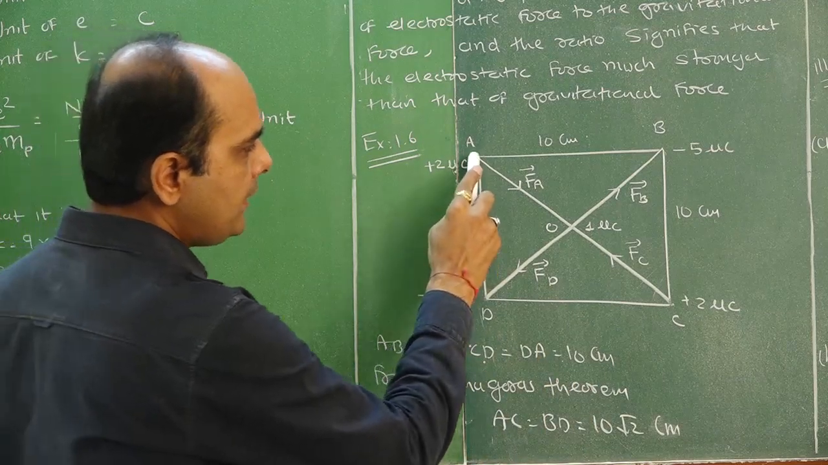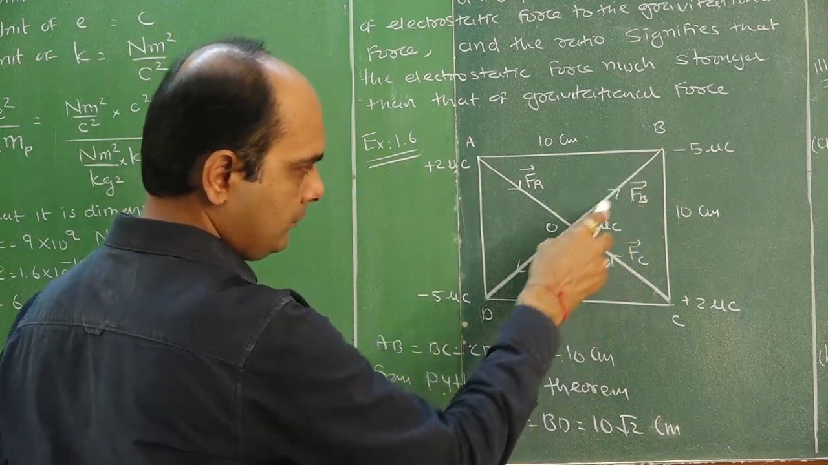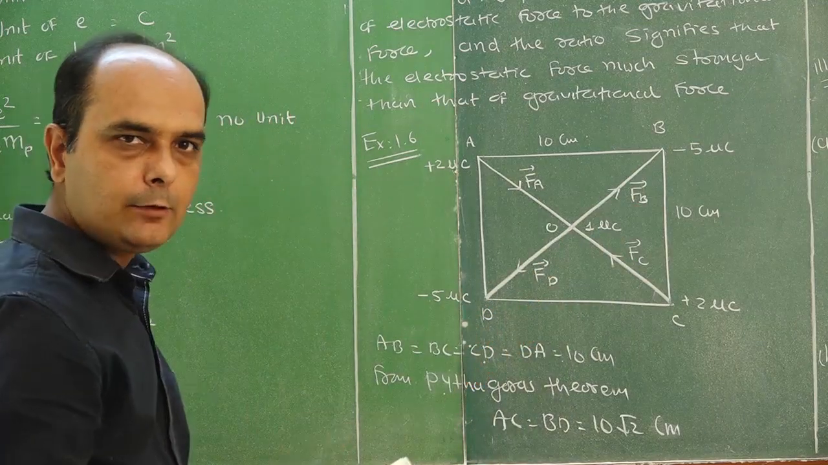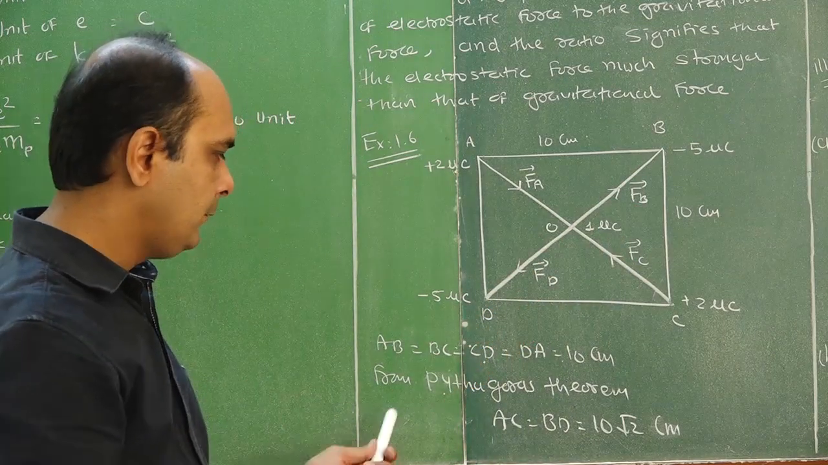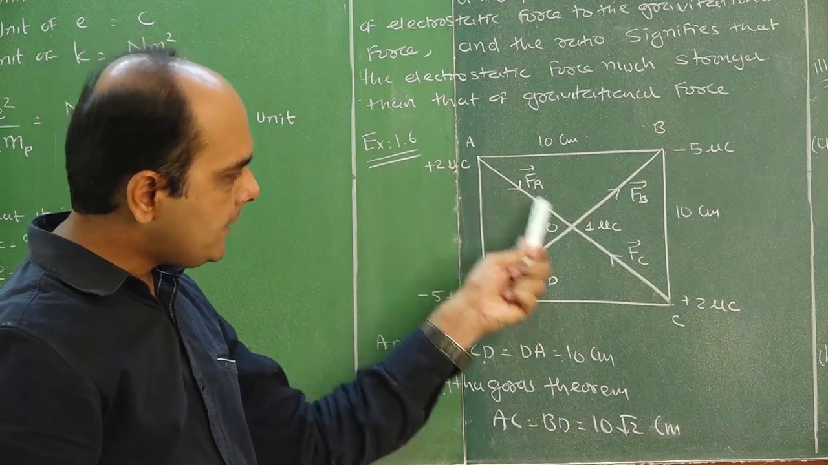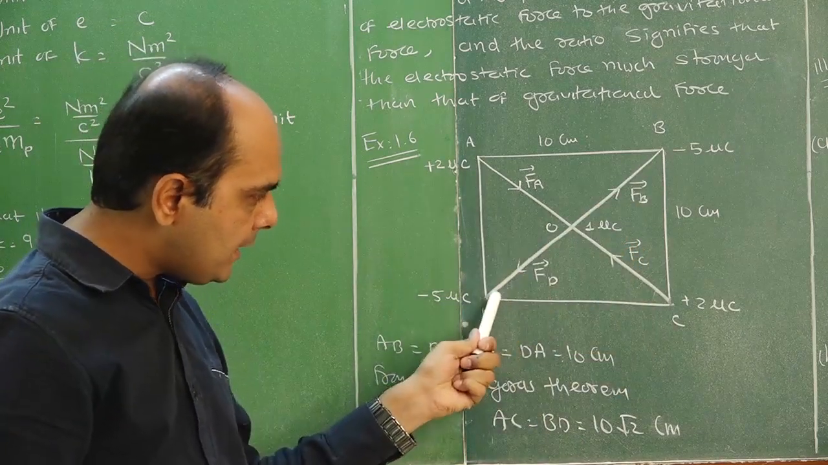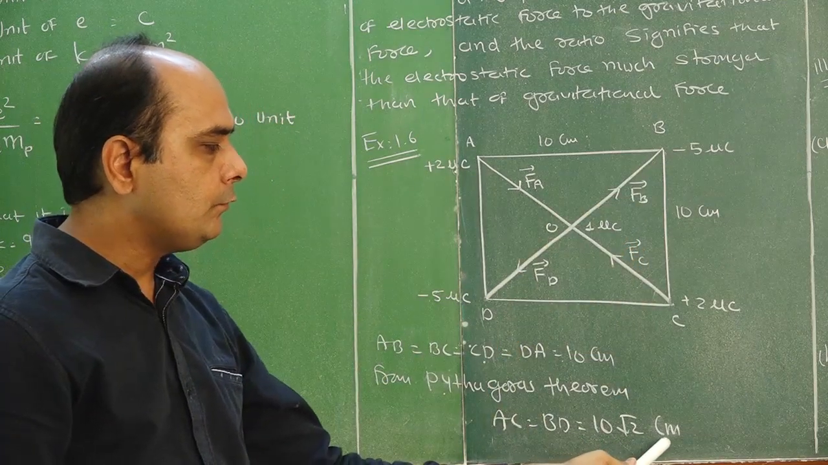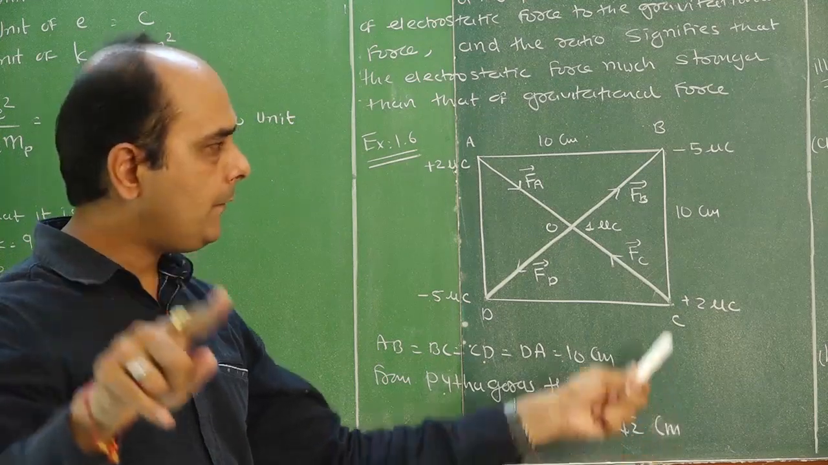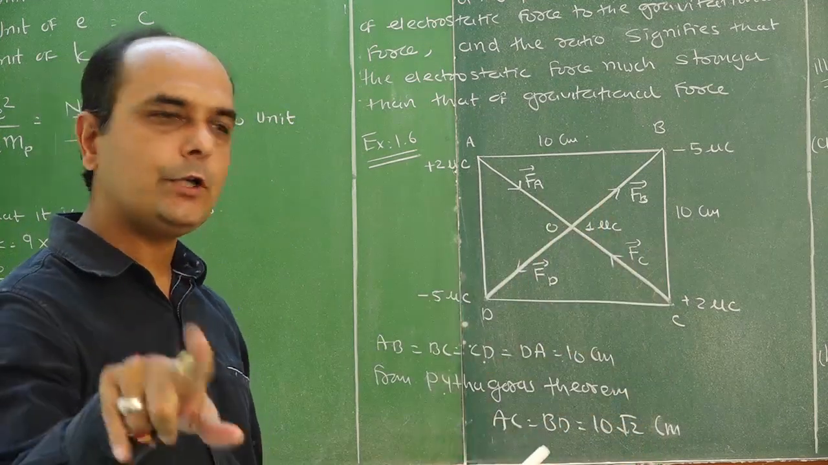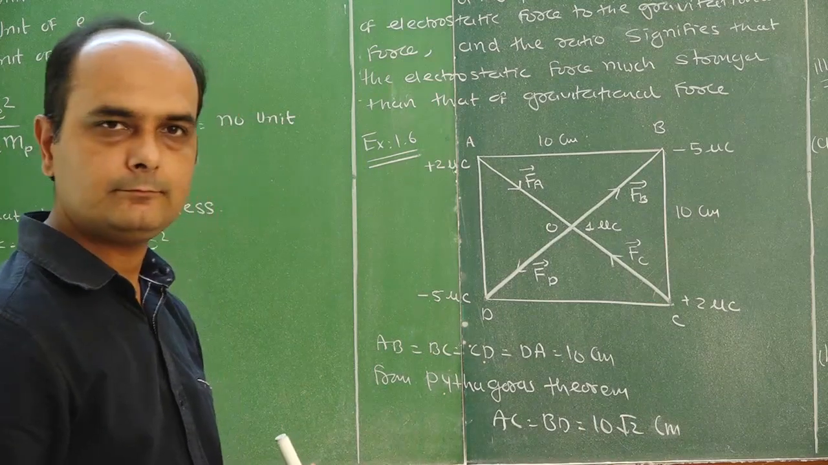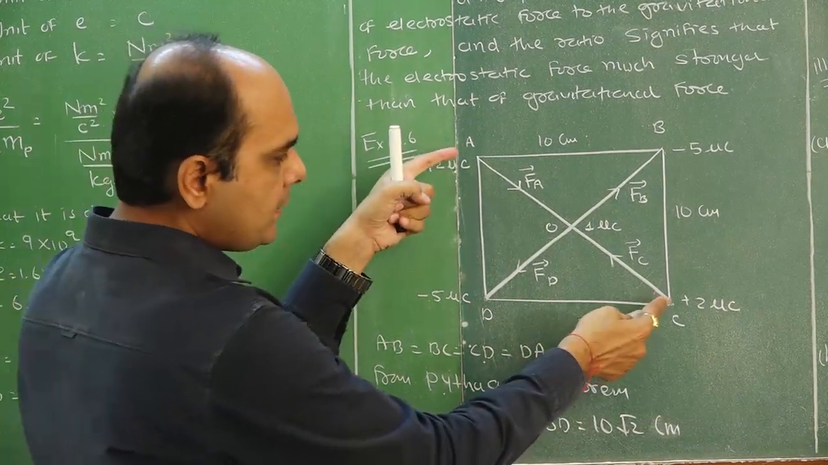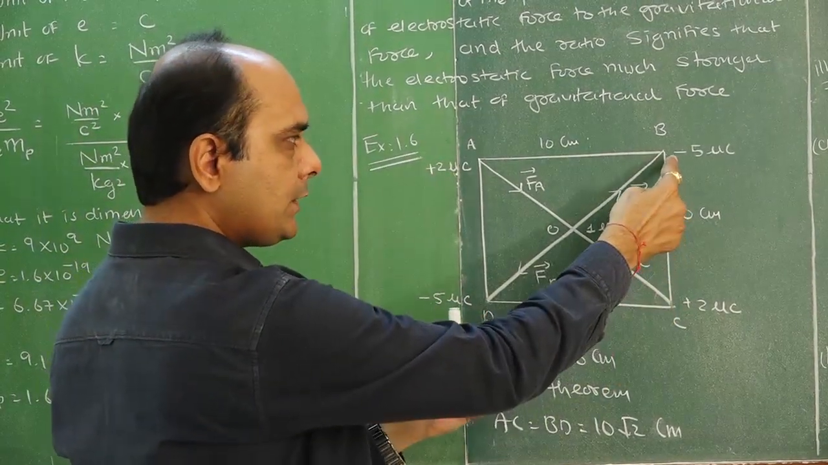Now please calculate the value of the hypotenuse. This hypotenuse can be calculated using the Pythagoras theorem. From the Pythagoras theorem, AC is equal to BD, and the answer is 10 root 2, because it is under root of 10 square plus 10 square. So the answer is 10 root 2 centimeter. This much distance is 10 root 2.